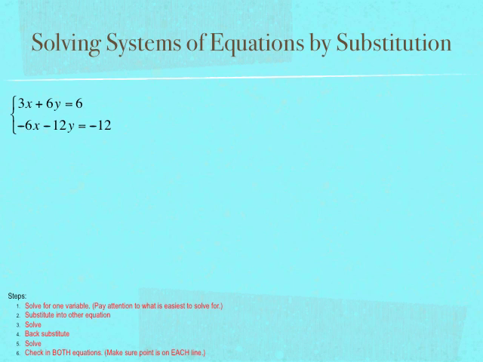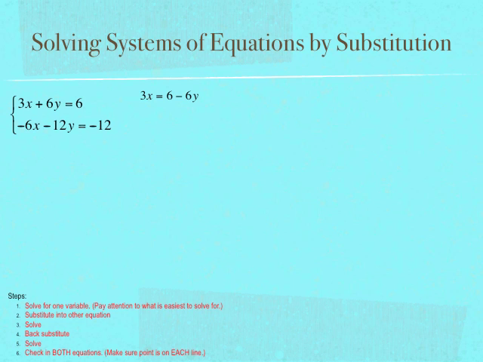What if I solve for y in the first equation? I'd have to end up dividing everybody by 6. Well, that's not a problem for the 6 that's on the right-hand side of the equal sign, but 3 divided by 6, that's going to give me a fraction. It won't be wrong, but it's just a little more work. Same thing for the second equation. It's easier to solve for x than it is for y. So let's solve for x in the first equation.